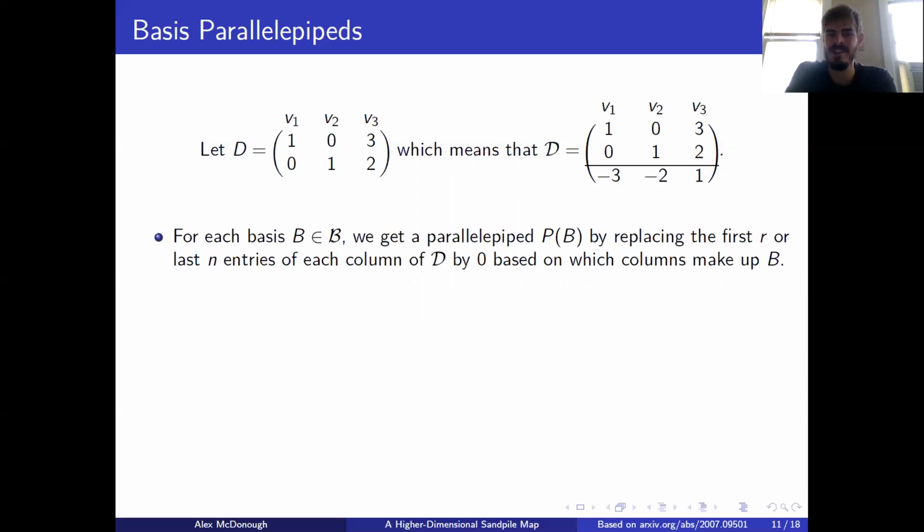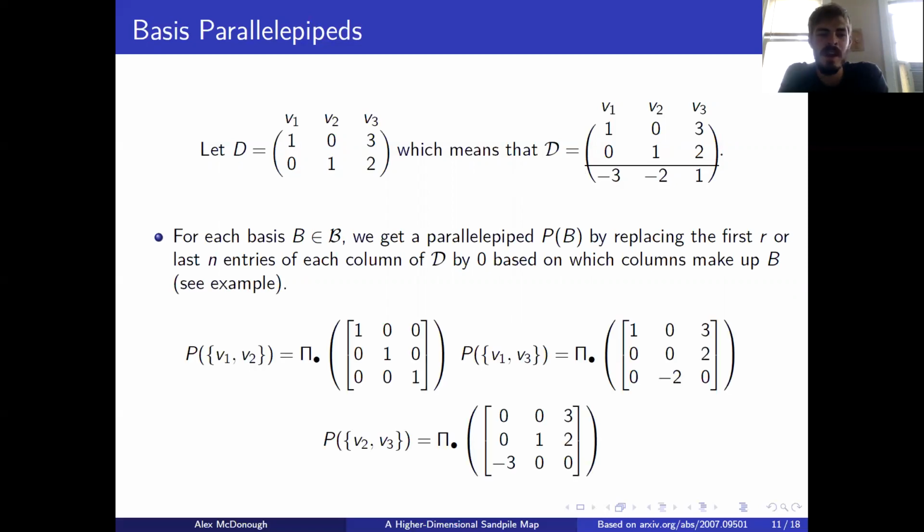And here's something that's a lot easier to see in an example than to explain. So this is not a full explanation, but what we're going to do, for each basis, to get the parallelepiped, is look at each column and see whether it's in B or not in B. If it's in B, we're going to put everything below the line and turn it into 0. And if it's not in B, we're going to put everything above the line and turn it into 0. So in this case, the fundamental parallelepiped associated with V1, V2, well, V1 is in B, so we're going to keep the top half of this column the same, but we're going to turn the bottom half into 0. Similarly for V2, same idea.